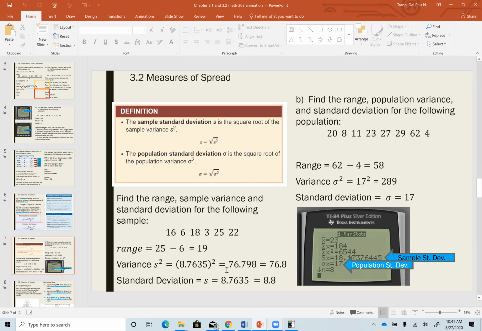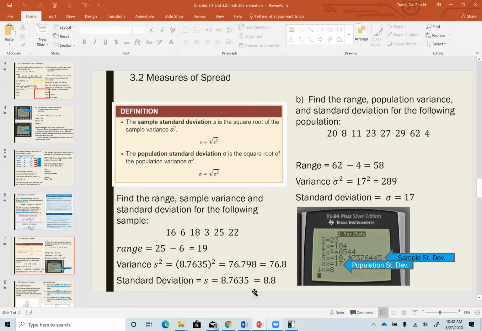Okay, so looking at this, your calculator gives you the sample standard deviation and the population standard deviation. If they give you the standard deviation, to find the variance, you take the standard deviation and square it up, okay? Your calculator does not give you the variance. You have to be a little bit better than your calculator, which is you need to maneuver. You take the standard deviation and multiply it by itself, which is squaring it, and you will get the variance.